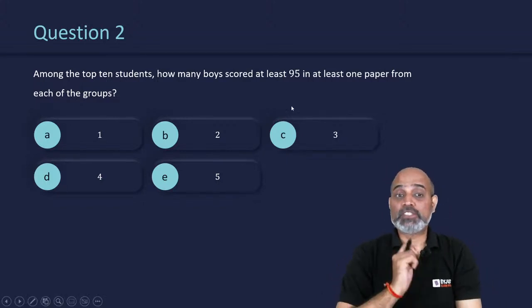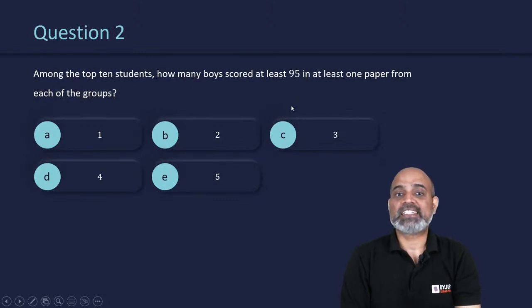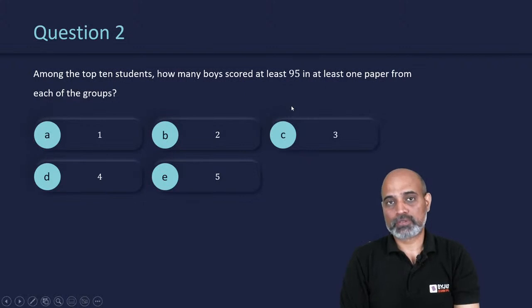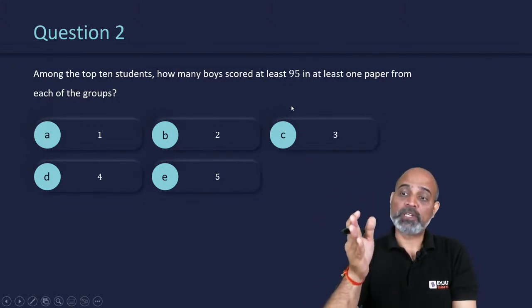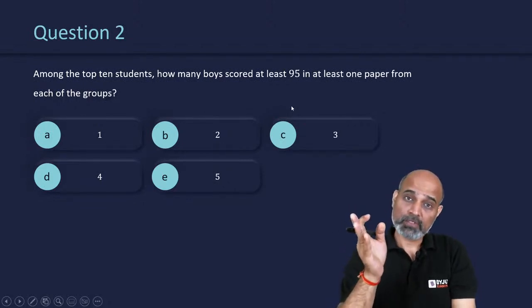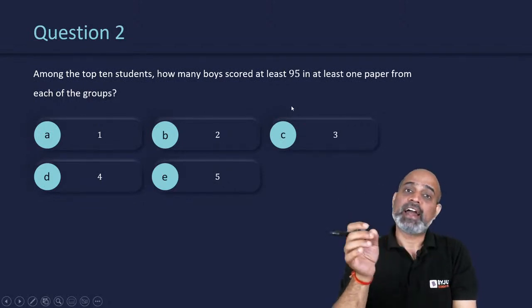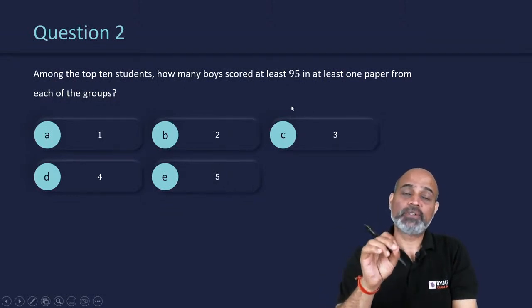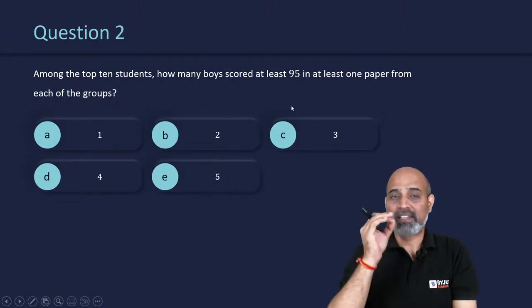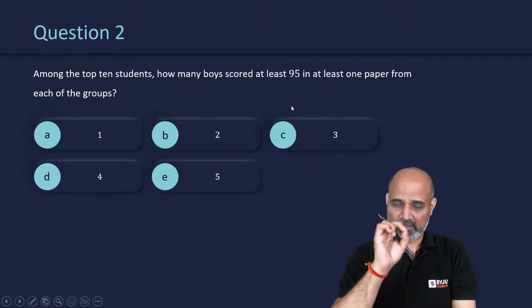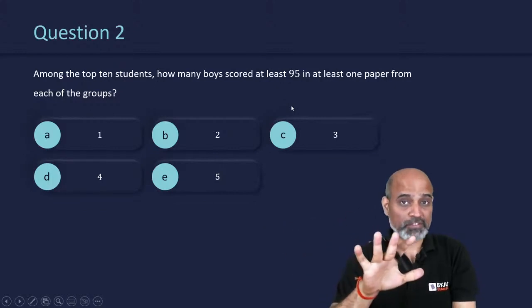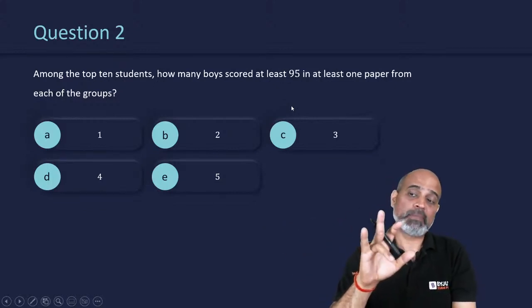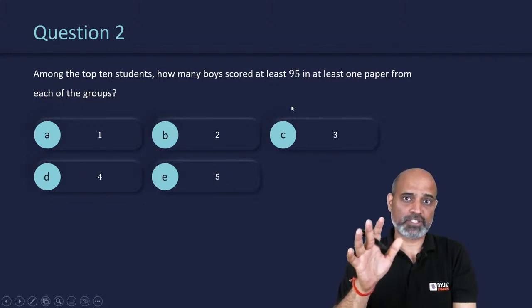Among the top 10 students, how many boys scored at least 95 in at least one paper from each of the groups? So we have to find the top 10 students first of all. Out of those top 10 students, we need to find how many are boys. And among those boys, we need to find out how many of them scored at least 95 in at least one paper from each of the groups. Each of the groups means there are 5 groups, if you remember, right? PCB, mathematics, social science, vernacular and English.